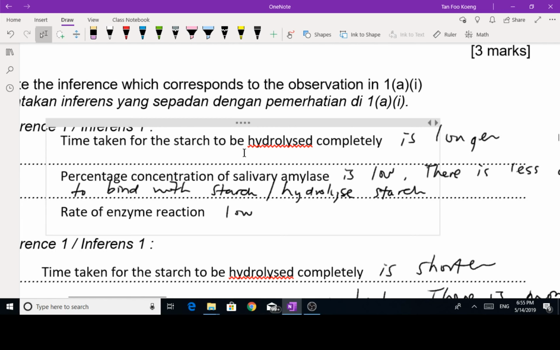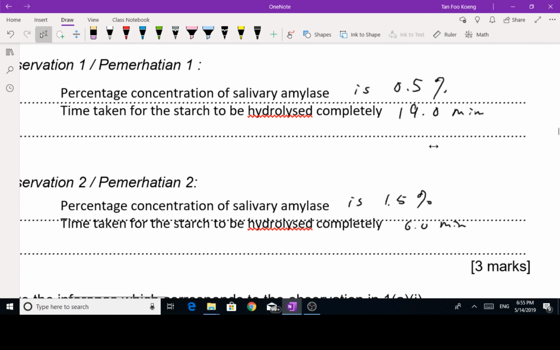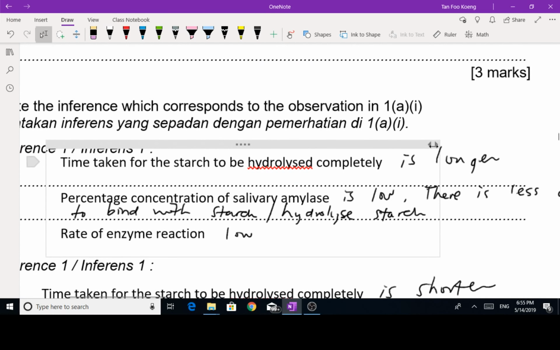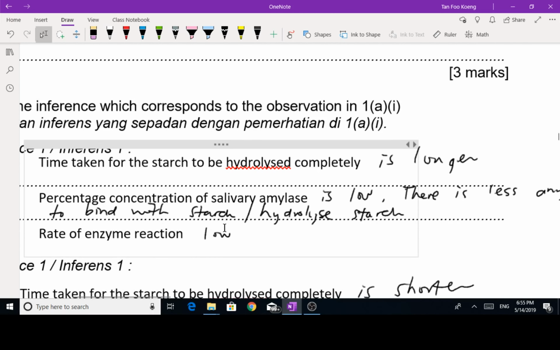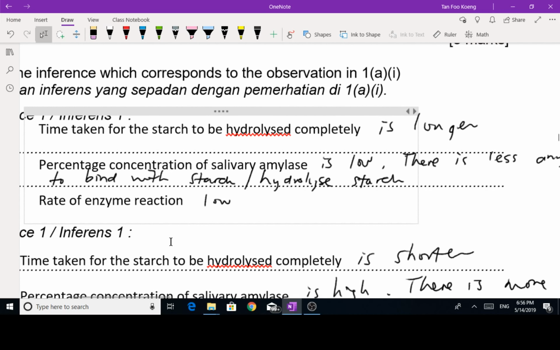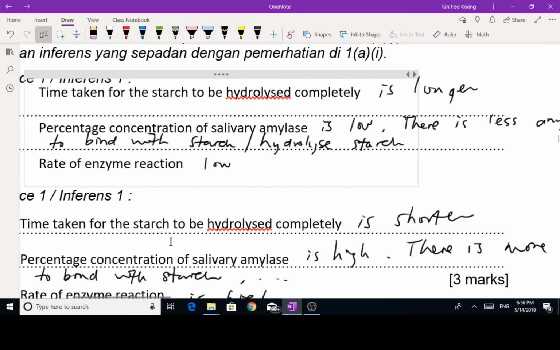So the time taken for the starch to be hydrolyzed completely is longer, because it's 90 minutes, and our first observation is 90 minutes. It's longer. Why? Because I need to relate it to the MV: the concentration of the salivary amylase is low. So let's continue elaborating. There is less amylase to bind with the starch, or there is less amylase to speed up the hydrolysis of starch. So that's why, or as a result, the rate of enzyme reaction is low.